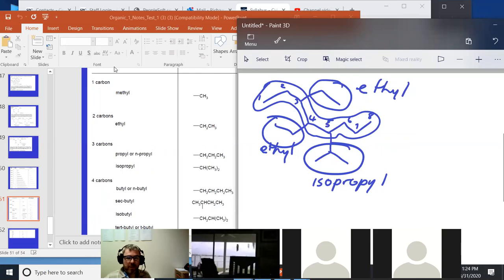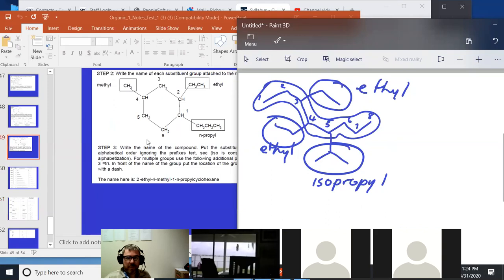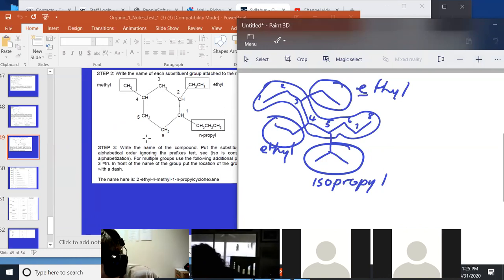All right, so the next thing we do is we have to put all that together, and the side chain groups go in alphabetical order. But it ignores prefixes like di and tri, which would be there to have multiple groups of something like we have here. We've got 2 ethyls. That's going to be diethyl. But the di part isn't part of the alphabetization. So it's only the E and the I that we're interested in for the alphabetization. And things like N out the front, that doesn't affect the alphabetization either.